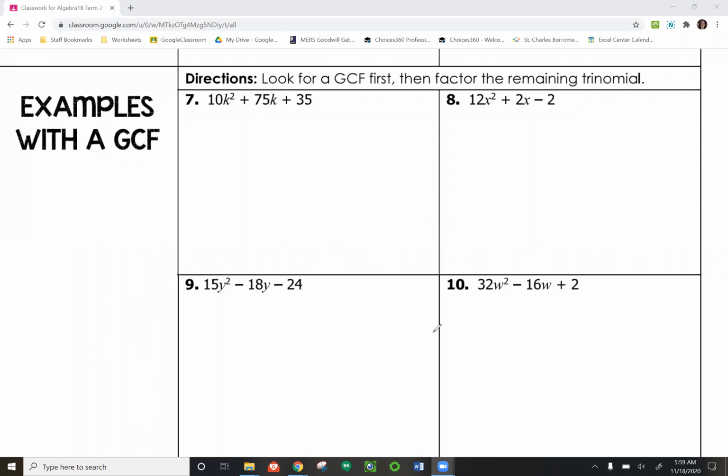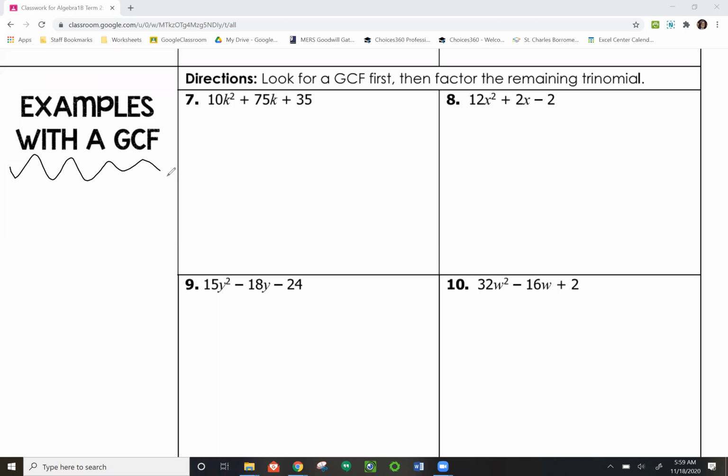Okay, let's work out the last few on our notes. And these, if you notice, are examples that are going to have that greatest common factor. So they're giving you a hint. Make sure you're on your toes and looking for those.